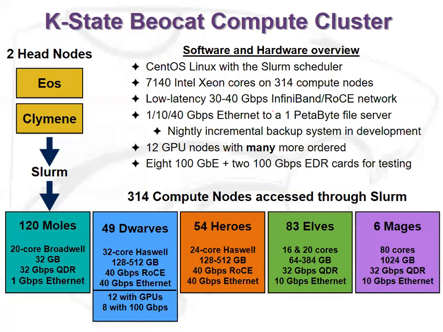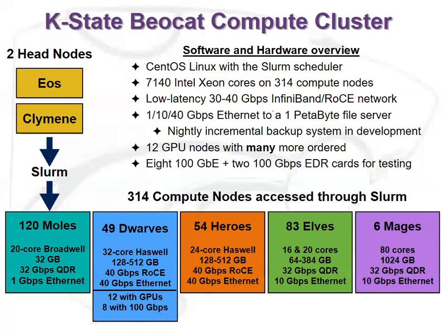And then we just got 120 moles in. These are 20 core Broadwell chips, 32 gigs of RAM. So they are smaller memory. They still have good networking connections in the 32 gigabits per second. We're still doing a little tuning on that. The other thing to mention here is only 1 gigabit per second Ethernet.